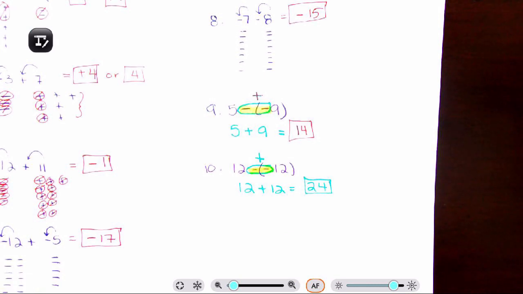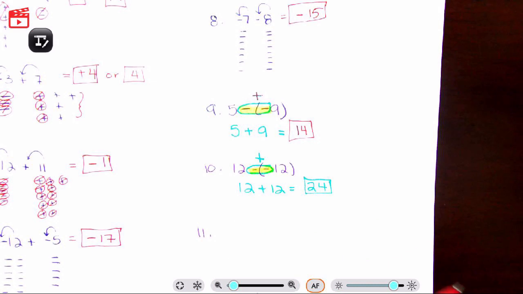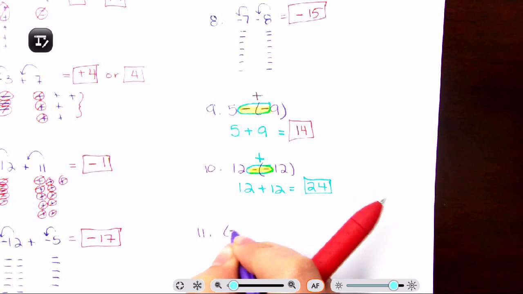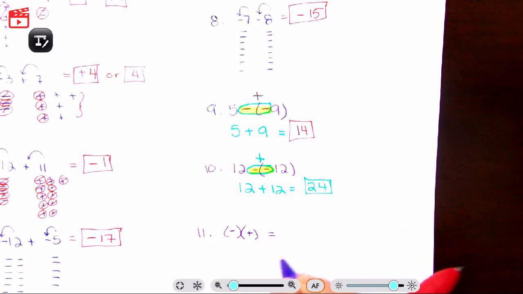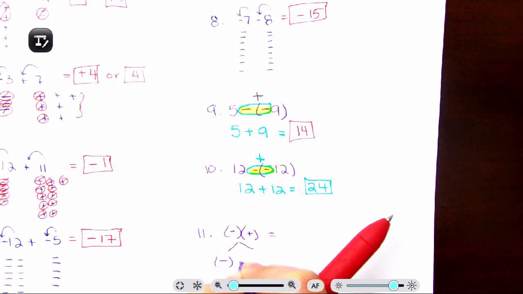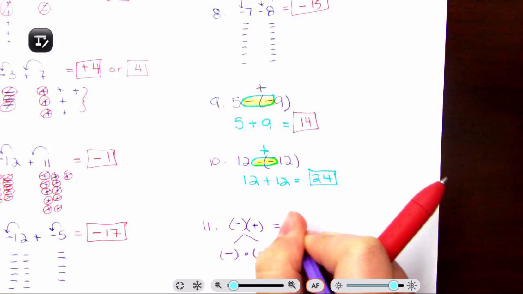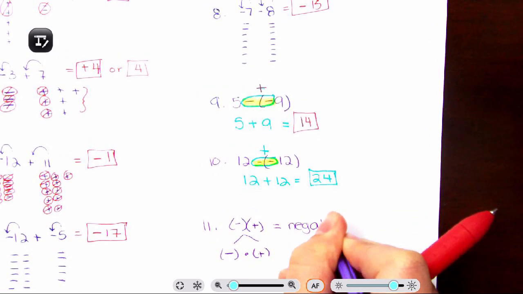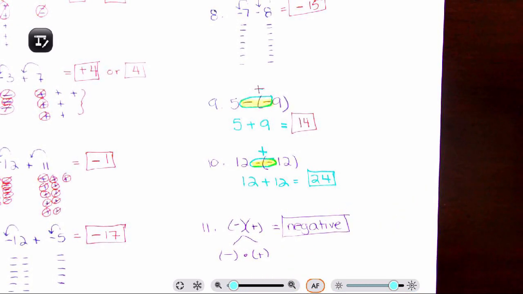Move on to number 11. Number 11 says, when multiplying a negative number by a positive, the answer will always be. So this is multiplying. Again, mathematicians are lazy. So if you see something in parentheses, that means we're in fact multiplying. So when you are multiplying a negative number by a positive, your answer is going to be negative. Think of it this way. If the signs are different, you will have a negative answer. If the signs are the same, you will have a positive answer.